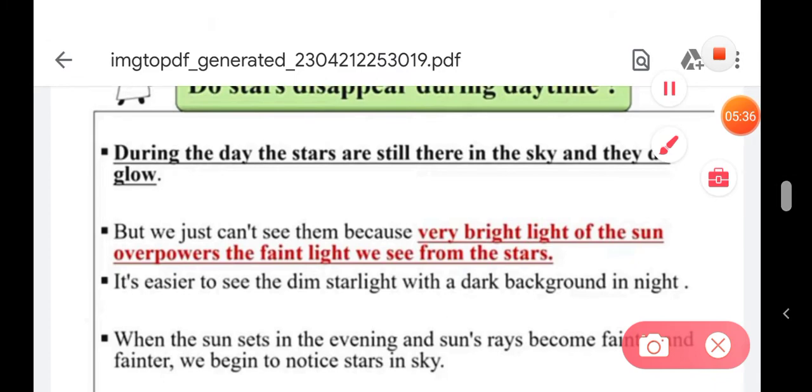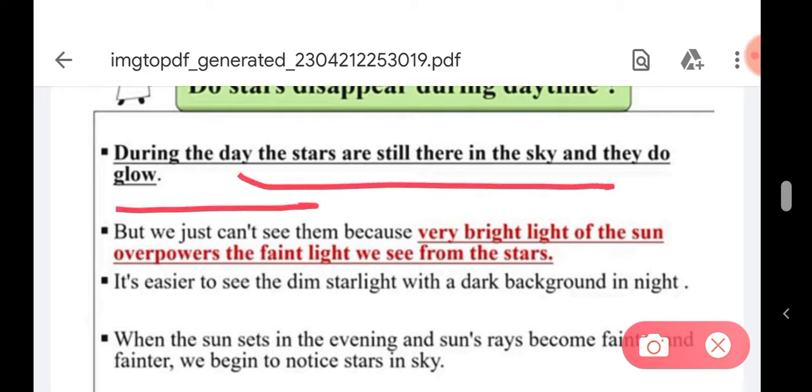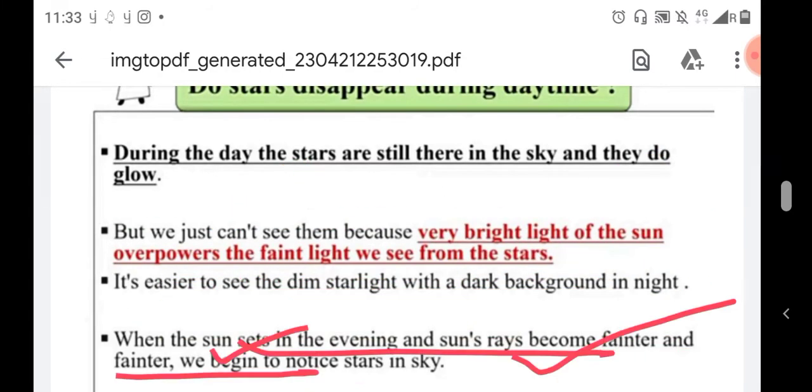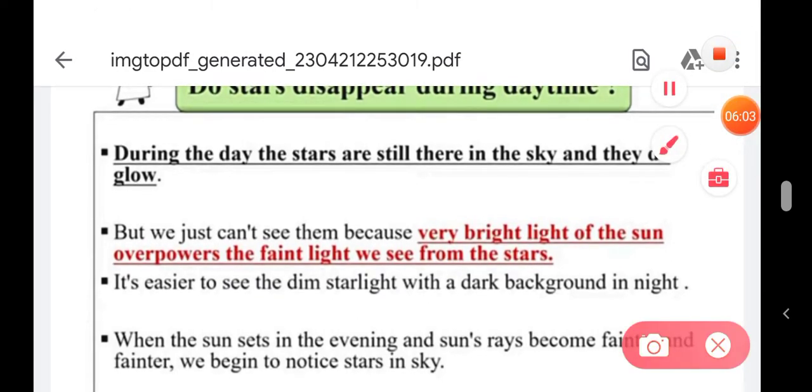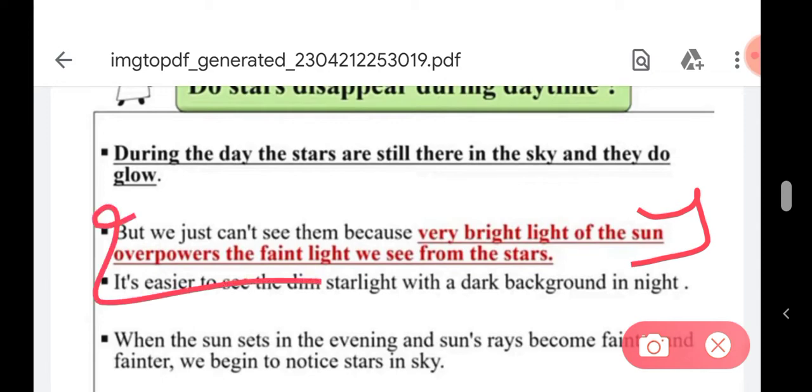During the day, the stars are still there in the sky, but they do not glow. We just can't see them because the very bright light of the sun overpowers the faint light we see from the stars. Star light is not like sunlight.